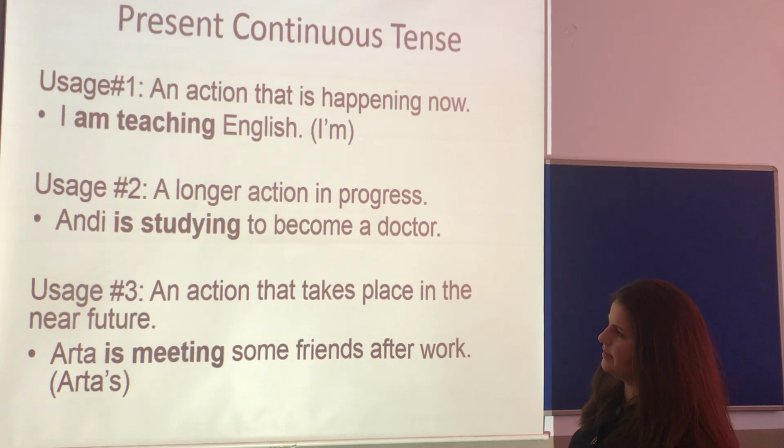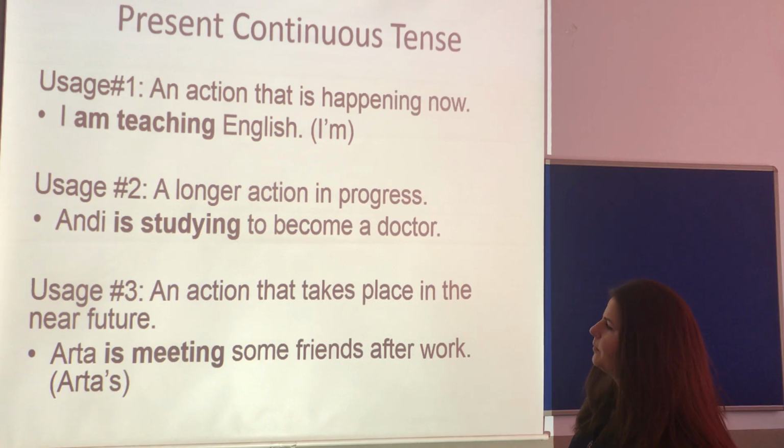Let's analyze the sentence. Andy is studying to become a doctor. Andy is the subject. Andy is a proper noun for a male person. It can be any male person. So the verb to be for third person is is. So Andy is studying. The short form or the contraction for Andy is is Andy's.